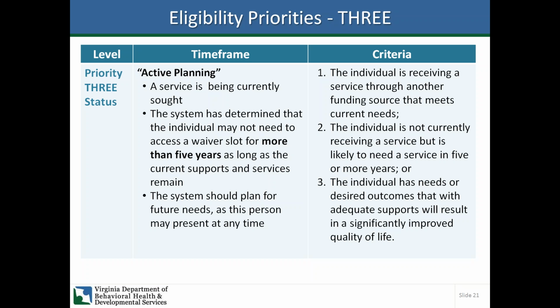So for this one, we have criteria for those receiving funding perhaps through another funding source. The individual is not currently receiving a service but is likely to need one. And then number 3 is the same as number 4 under priority 2. So this is for people who would like to have an improved quality of life by being supported a little bit more independently in the community.